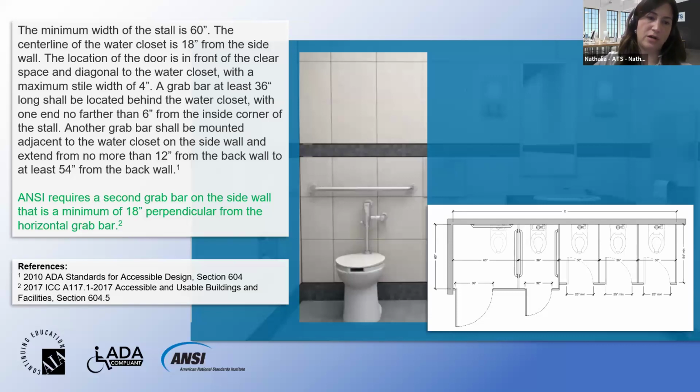And another grab bar should be mounted adjacent to the water closet on the side wall and extend no more than 12 inches from the back wall to at least 54 inches from the back wall. A and C requires a second grab bar on the side wall. There's a minimum of 18 inches perpendicular from the horizontal grab bar. So different from what we have here in Canada, the L-shaped grab bar. Yeah, some differences between codes.